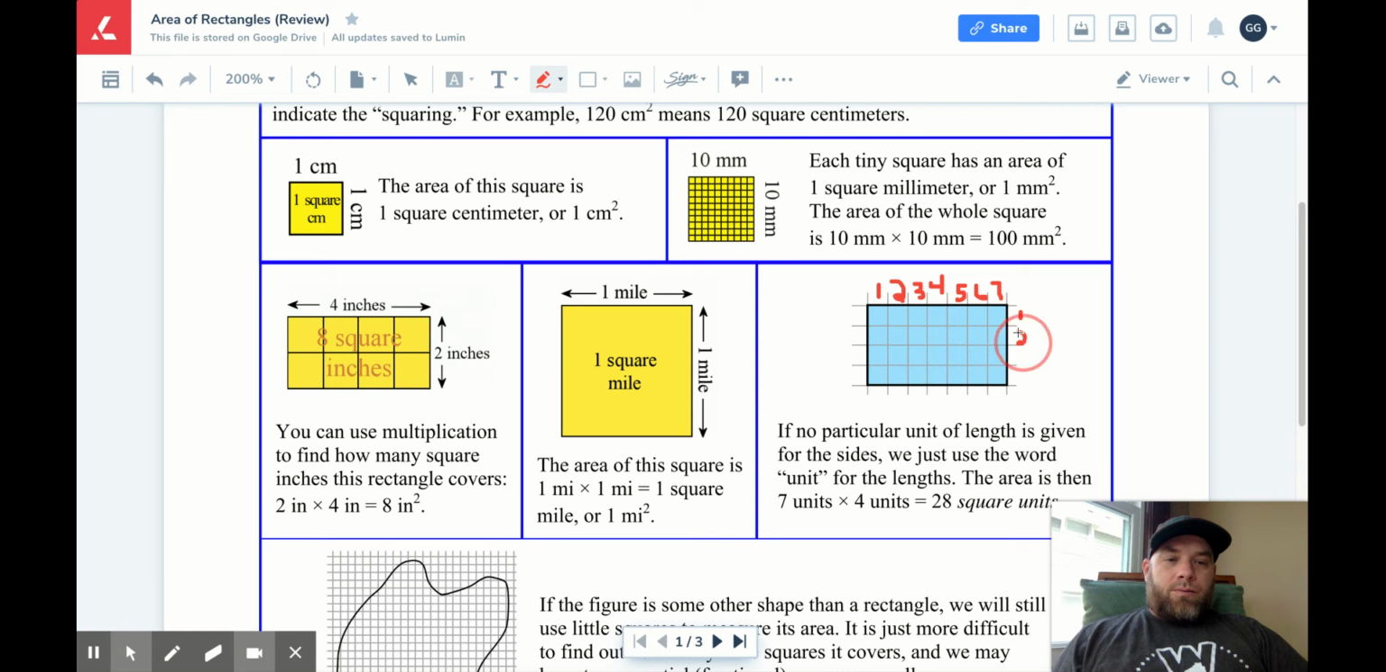1, 2, 3, 4. So you're just multiplying 7 times 4. So 7 units. We're going to use the word units here because it does not tell us whether it's a mile or an inch or a millimeter. We're just going to use the word units. So if no particular unit of length is given for the sides, we just use the word unit for the length. The area is then 7 times 4, and 7 times 4 is 28 square units.